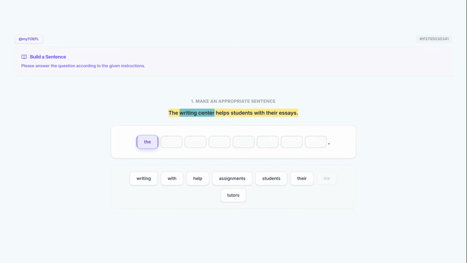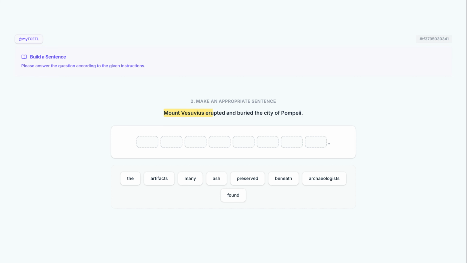First, we place the definite article the. Then, we add the subject tutors. Next, we need the main verb help. Following that, we place the object students. Then, we add the preposition with. Next, we include the possessive their. Then, we place the adjective writing. Finally, we add the noun assignments.